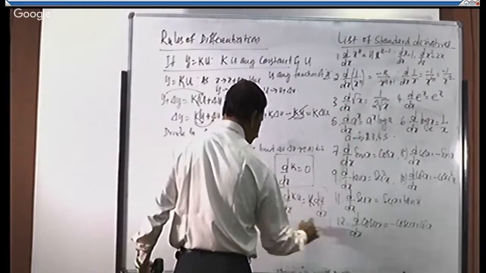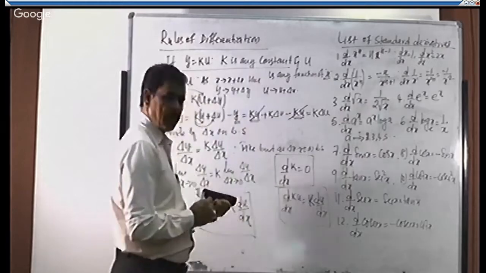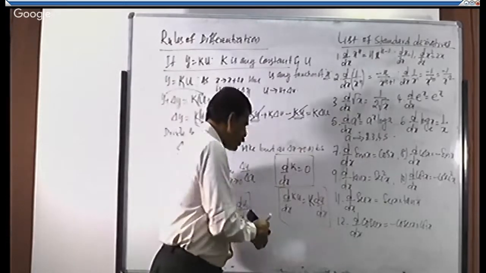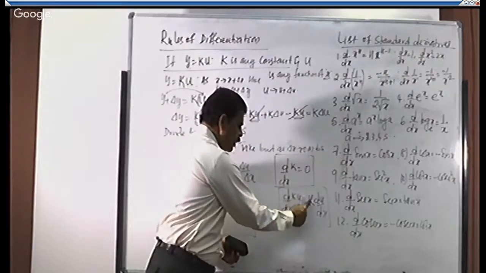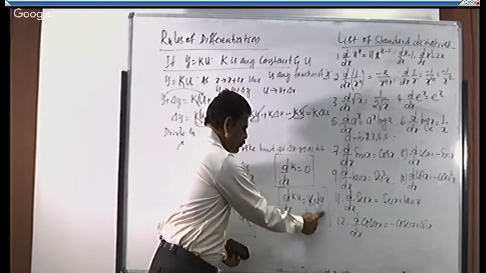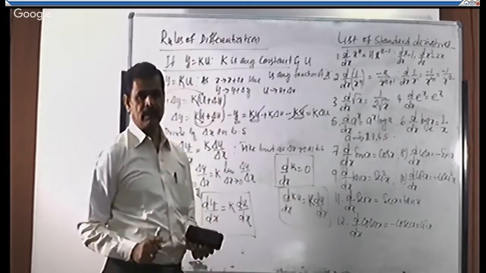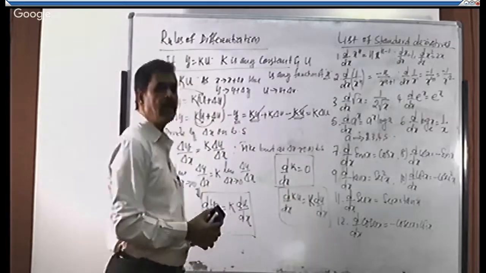Observe these two. Differentiation of only a constant is 0. Differentiation of a constant into a function of x is: keep the constant as it is, and the function is to be differentiated. Got it? This is the second rule.